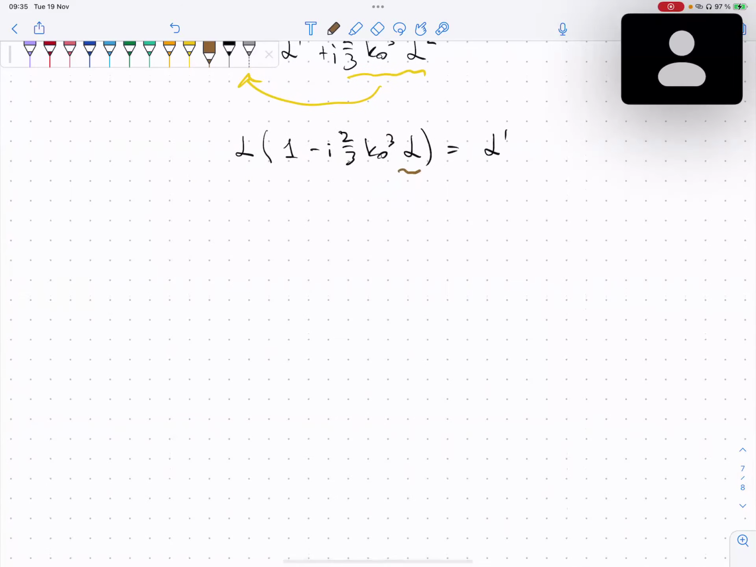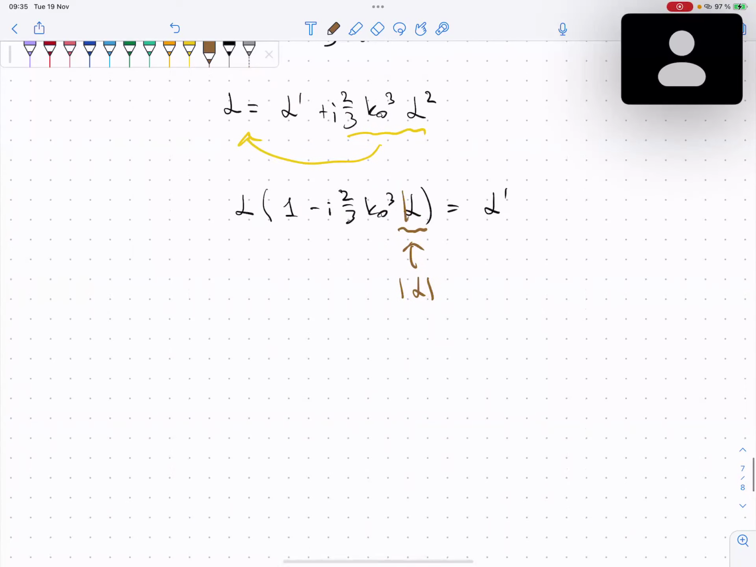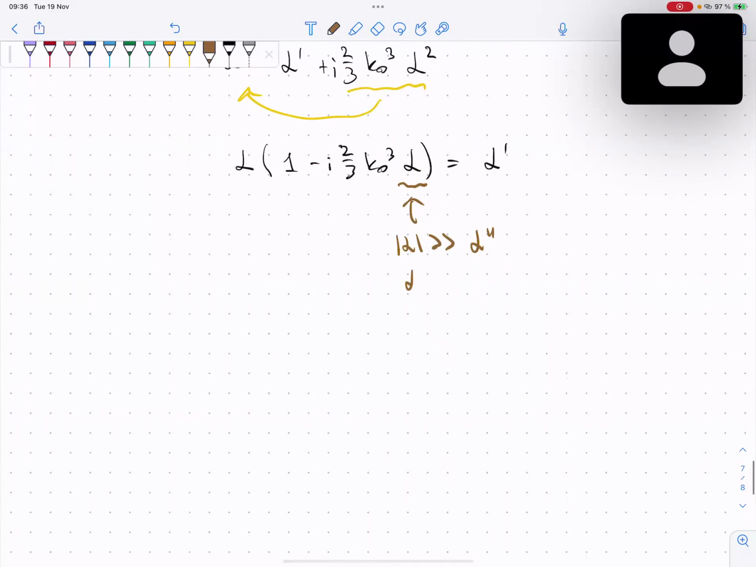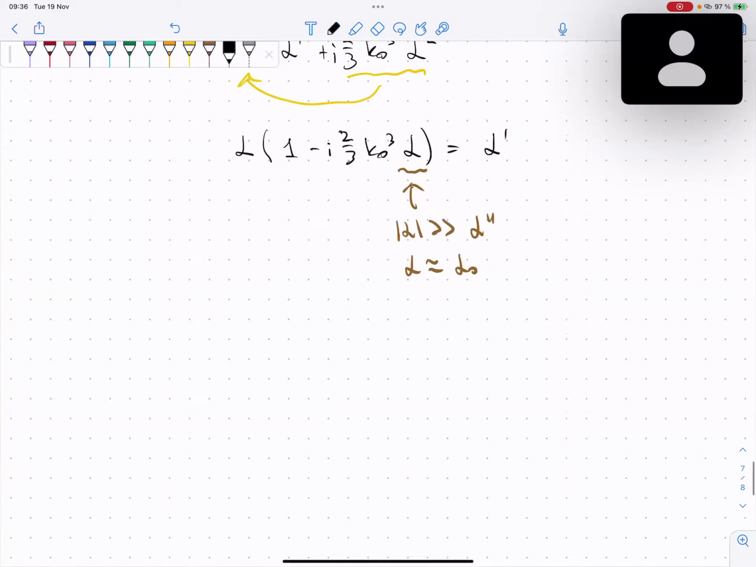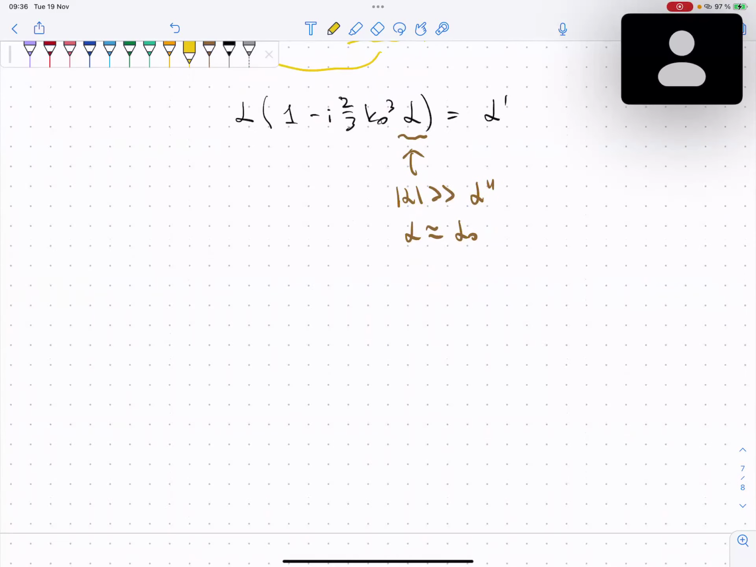And basically here, because of this property, we write alpha approximately as alpha 0 here. And in the end, we also write alpha 0 here.